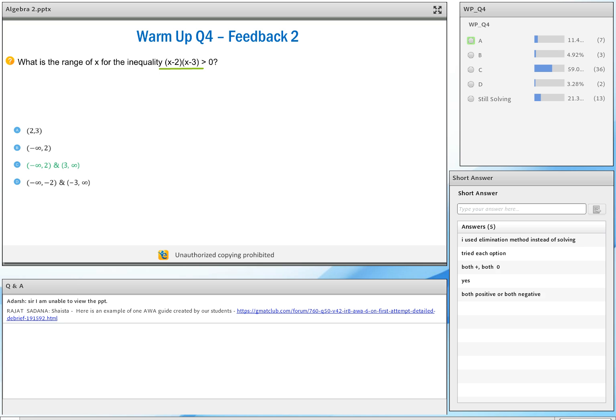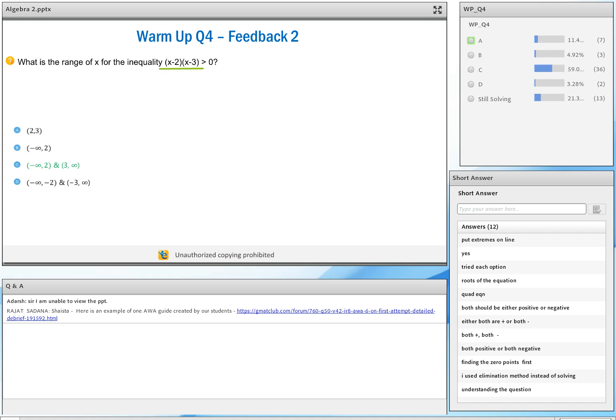Absolutely. So what you are saying is both positive, both 0. I used the elimination method instead of solving, tried each option. Okay, so the right method here is that you figure out what is given to you. Just forget about x and the variable here. Just see what does x minus 2 result in? It's a number. What is x minus 3?